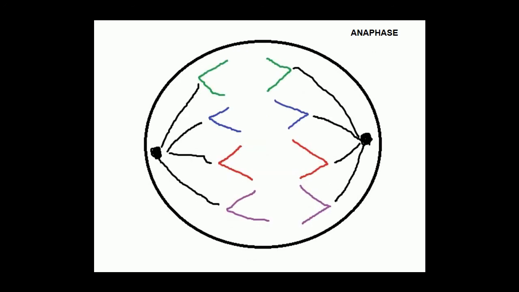We're now in anaphase. The pairs of sister chromatids have been pulled apart by these spindle fibers attached to the centrioles. So now each of these are individual chromosomes. Once again, here's chromosome 1, 2, 3, and 4. This would be pair 1. This would be pair 2.